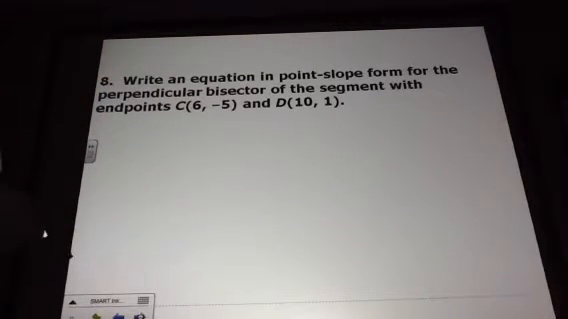All right, second part of 5-1. We need to write an equation in point-slope form for the perpendicular bisector of the segment with endpoints C and D here. Okay, it's going to take 4 steps. 4 steps to solve this.